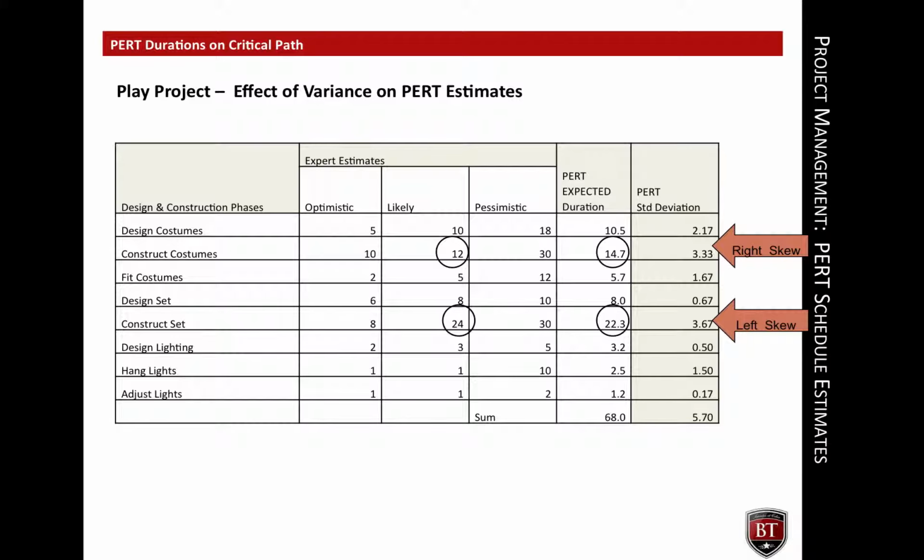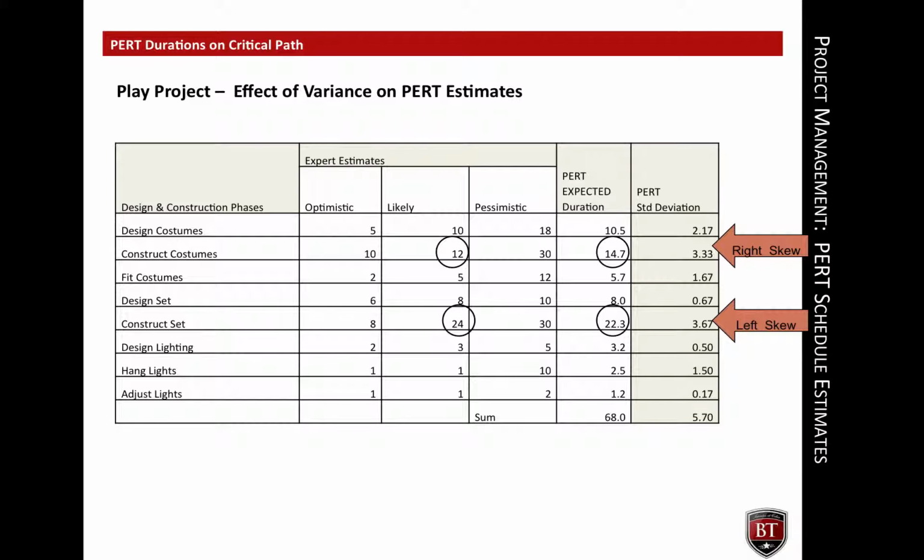Notice that the estimated PERT duration differs from the most likely duration. The constructing costume task was originally estimated to require 12 days to complete. The PERT duration estimate is 14.7 days. This change is due to the variance in the task estimates. For this task, the sample is right skewed. That means that the task duration is more likely to be above the mean than below the mean. In other words, the task is more likely to take more than the 12 days than it is to take less than the 12 days. That is why the PERT estimated duration is larger than the most likely duration.